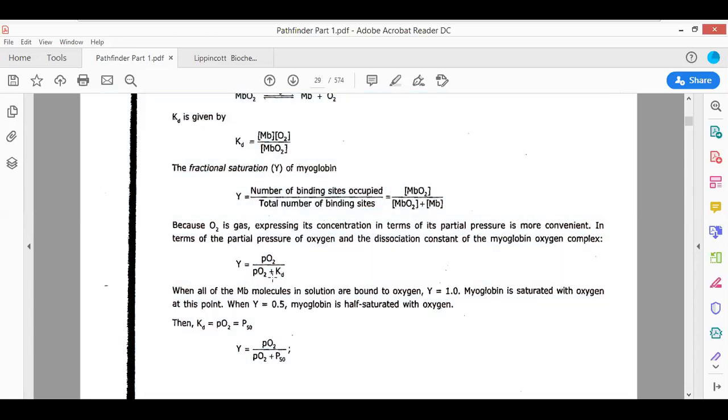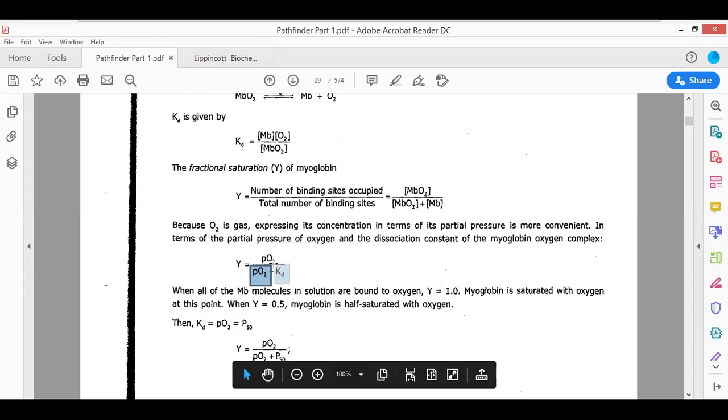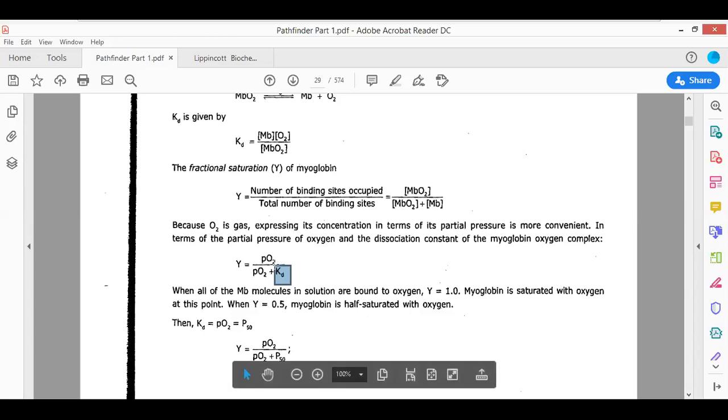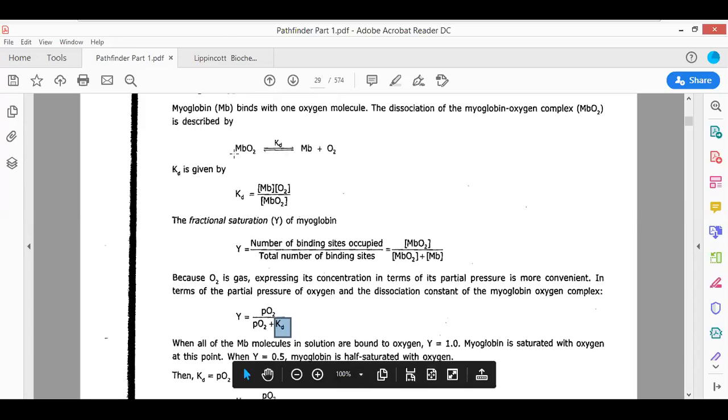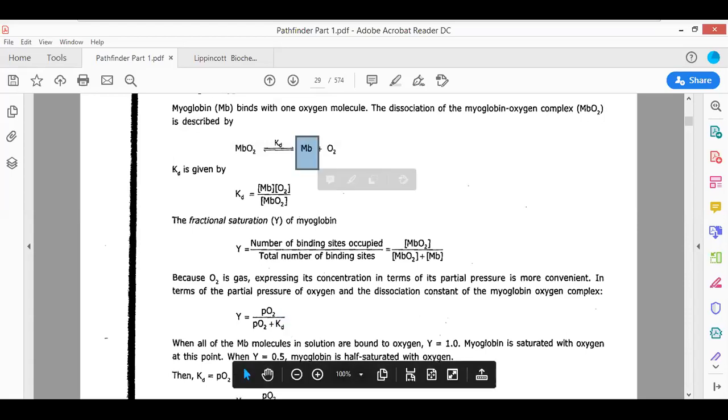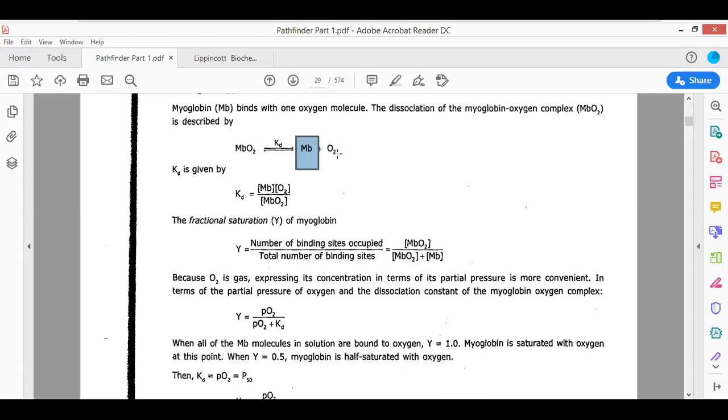Now, how many total binding sites are present? The ones which have been occupied by oxygen and the ones which have not been occupied by oxygen. Now, which binding site has not been occupied by oxygen? Because the entire myoglobin molecule was saturated. That means you will say, sir, every site has been occupied by oxygen. Yes, dear student, every site has been occupied by oxygen. But see, in fact, myoglobin will also dissociate, and there will be certain myoglobin molecules which will come in their monomeric form without associating with an oxygen molecule.